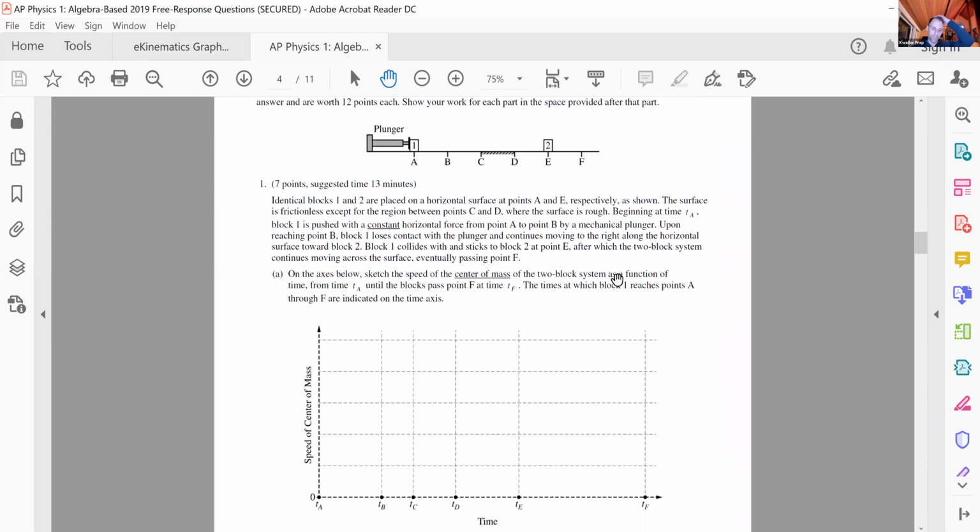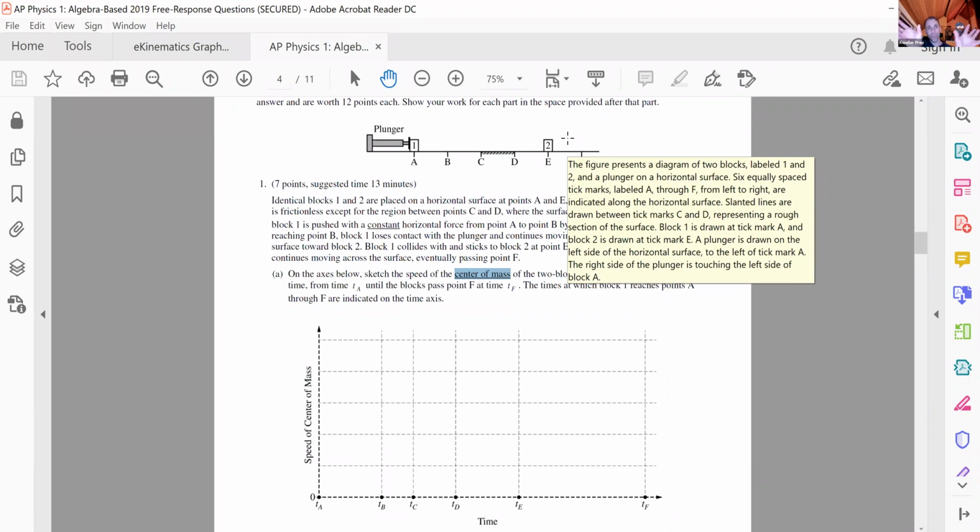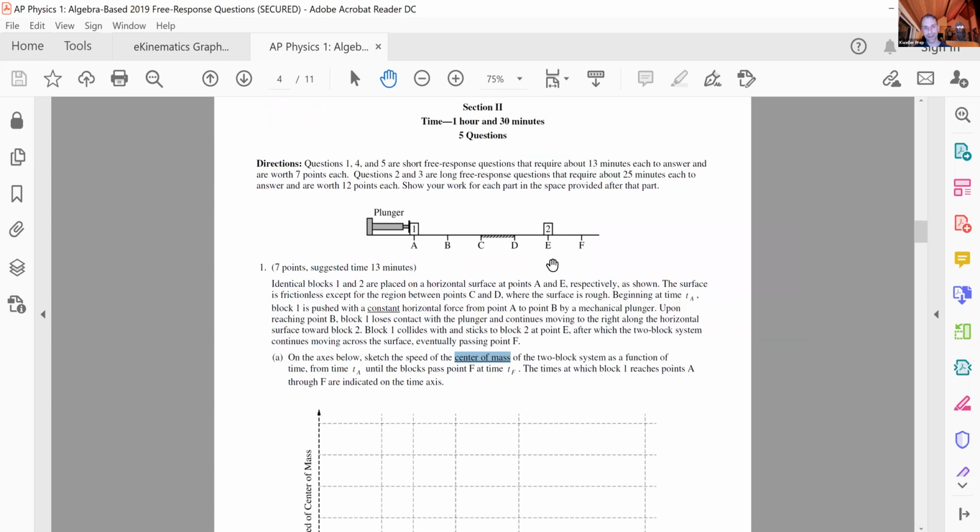This one gets folks. This is a momentum problem, but it's tricky because they ask you to sketch the speed of the center of mass of the system. And the system, in this case, is both of the blocks. You have one block stationary, one block sliding. What does its center of mass translation look like for the two together? It's not something you might have come across. So good problem to look at.